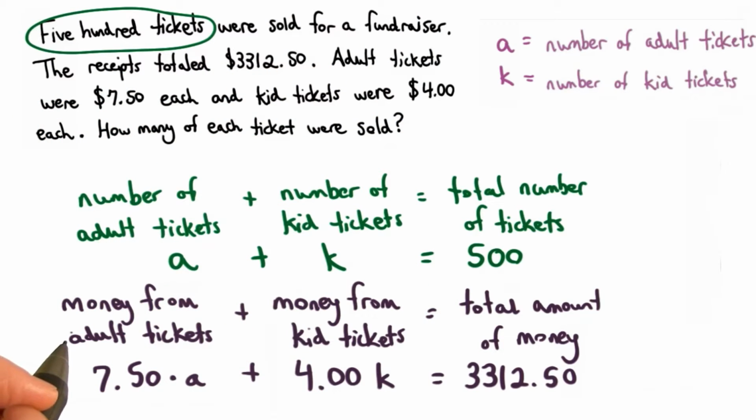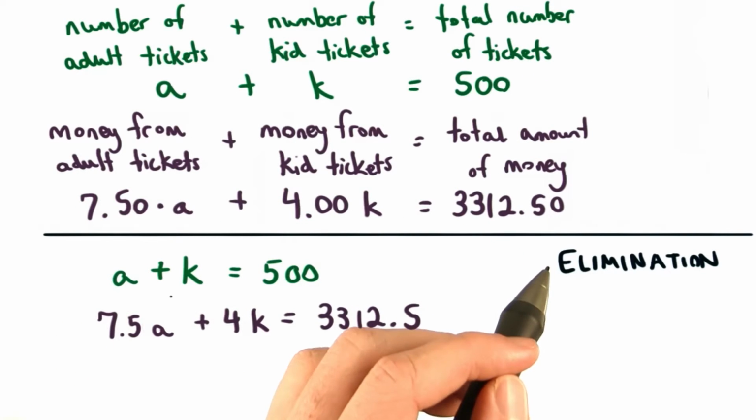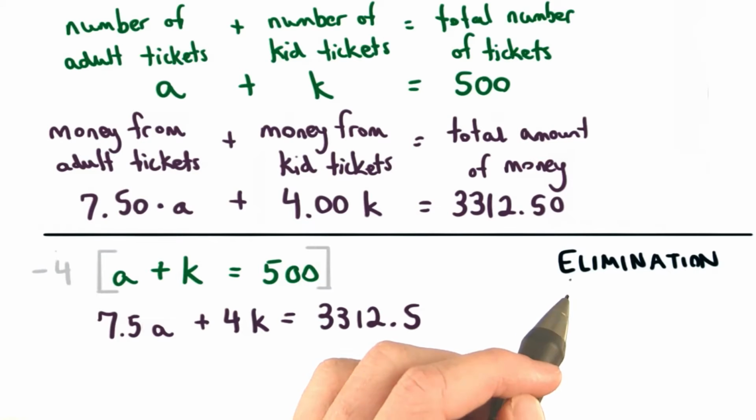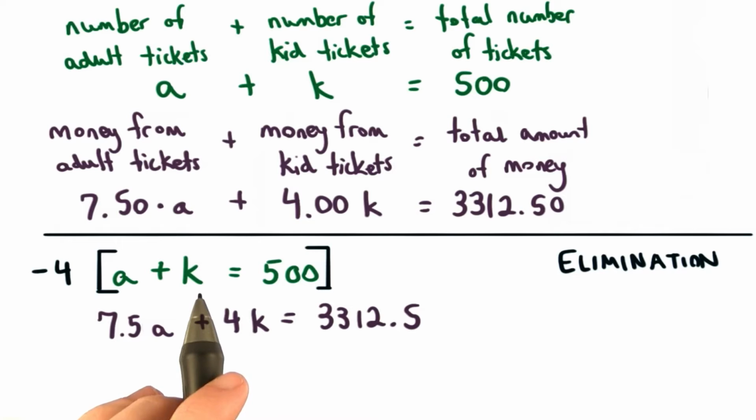The second equation involves the amount of money earned from adult tickets and the amount of money earned from kid tickets. If we add those two amounts together, we should get the total amount of money, which was $3,312.50. I've written our two equations down here, and this time I'm going to solve it using elimination. We don't always have to use substitution. I'm going to multiply this equation through by a -4 so I can end up eliminating the k's.